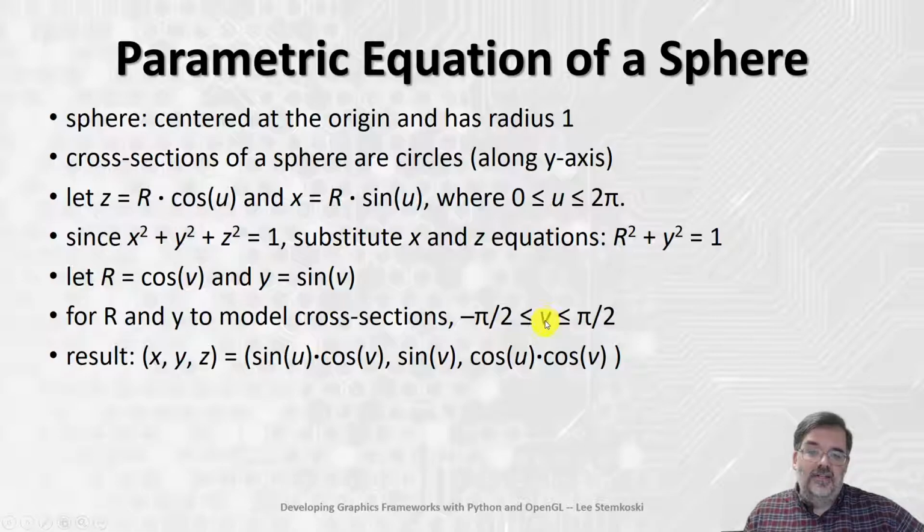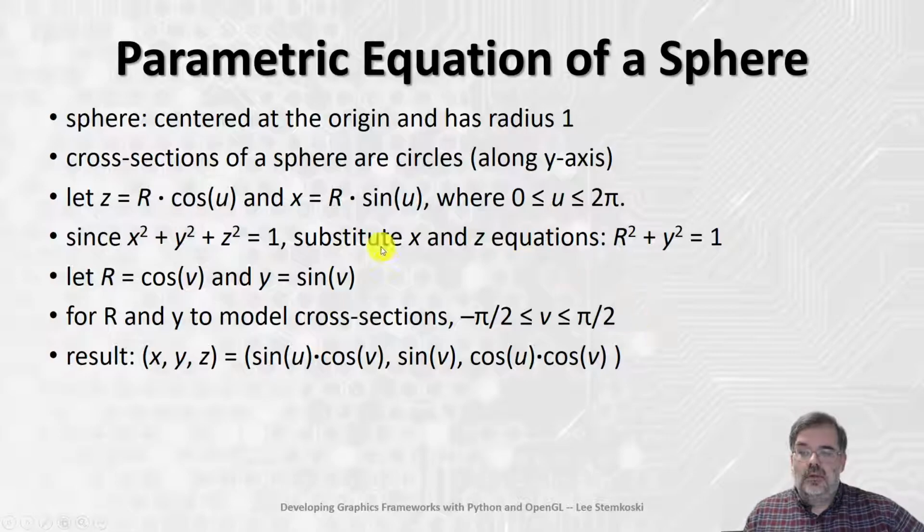And if you're right in the middle, if v was equal to 0, then y is also equal to 0, and the radius would be equal to 1. Right, so these equations just work perfectly to appropriately model those cross sections.